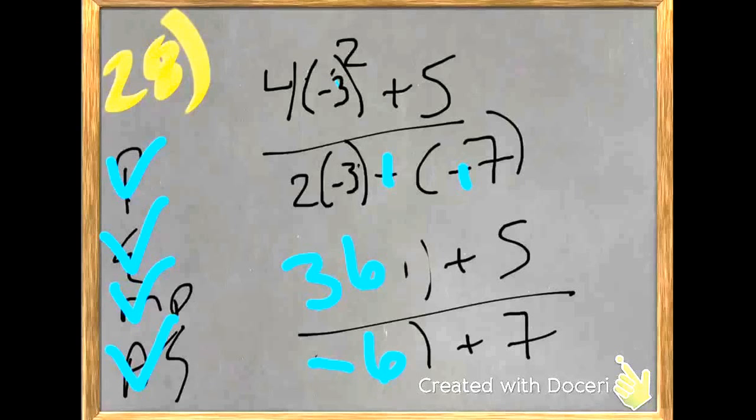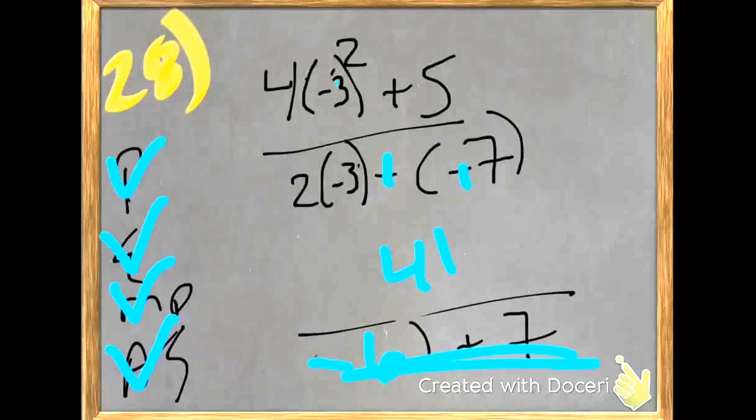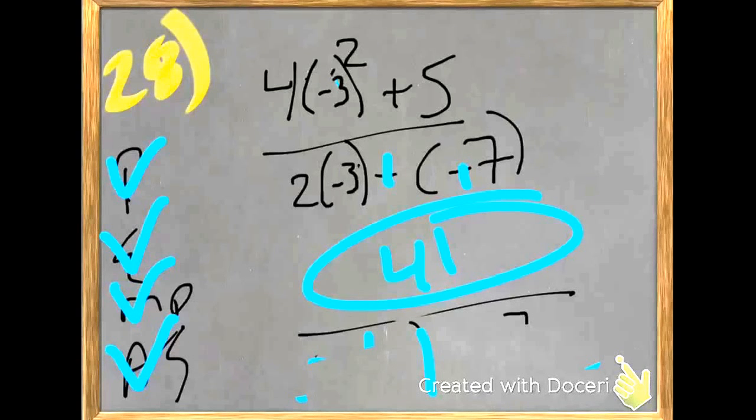Then my addition, 36 plus 5 would be 41. Negative 6 plus 7 is going to be positive 1. And anything divided by 1 is just itself, so 41 is my answer.